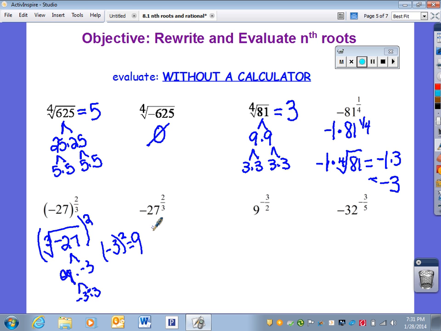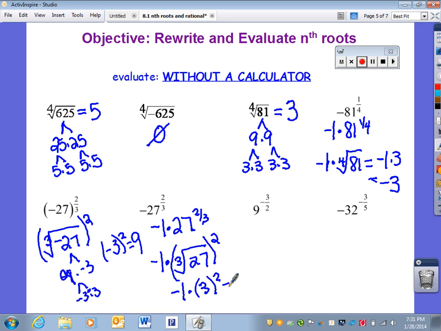Now the difference being for this example is that since the negative sign isn't with the 27 in parentheses, this really means negative 1 times 27 to the 2/3 power. So that means we have negative 1 times the cube root of 27, and then we're going to square that. Now basically we did a factor tree for 27. Ignoring the negative signs, we know that it's 3 times itself 3 times. So we have negative 1 times 3 squared. 3 squared is 9, and negative 1 times 9 would be negative 9. And that's the difference between using parentheses and not using parentheses. That will give us a different answer.